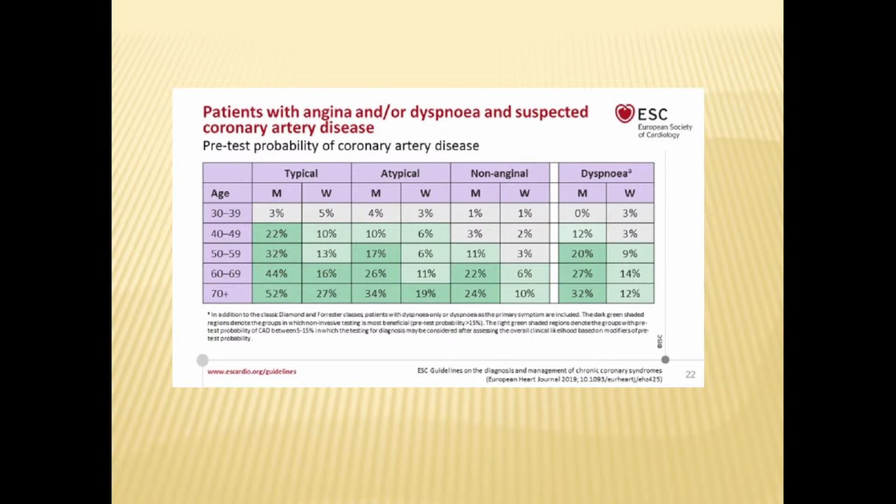Moderate pretest probability is an indication for a stress test. Moderate pretest probability depends on sex, age, and the character of the pain. And you see moderate pretest probability in green color in this picture.